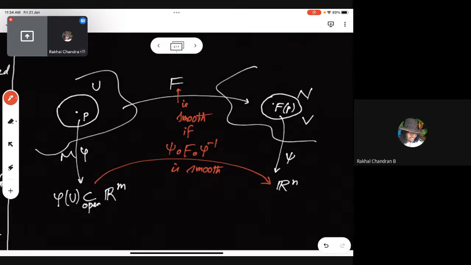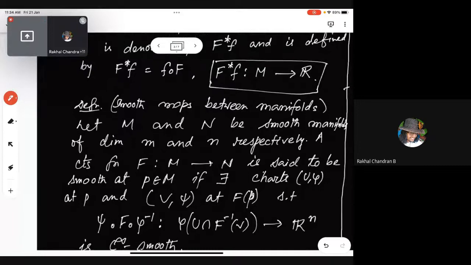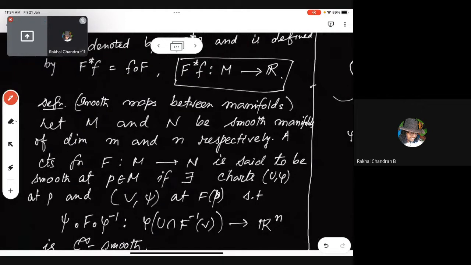Sir, can you go back one page? Yeah, sure. So I mean this one? Okay. I actually thought it was okay. It's clear. Sorry.